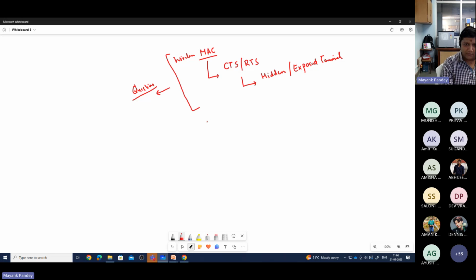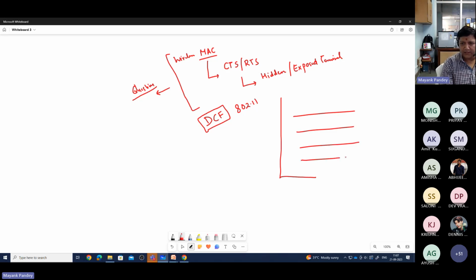Then we have seen the distributed coordination function of 802.11. Remember that there are many nodes wanting to transfer on a single channel. We have seen CSMA/CA, binary exponential back off time, back off residual time. So carrier sense multiple access with collision avoidance, distributed coordination function. We have explained it in detail. You can expect a question on this.